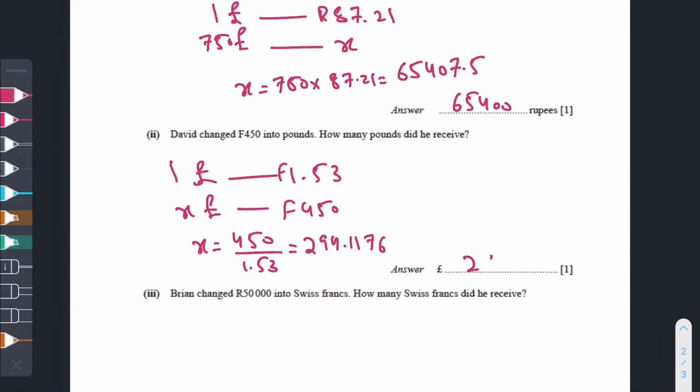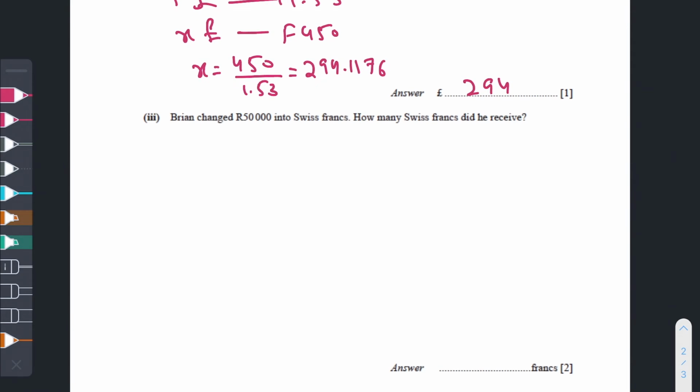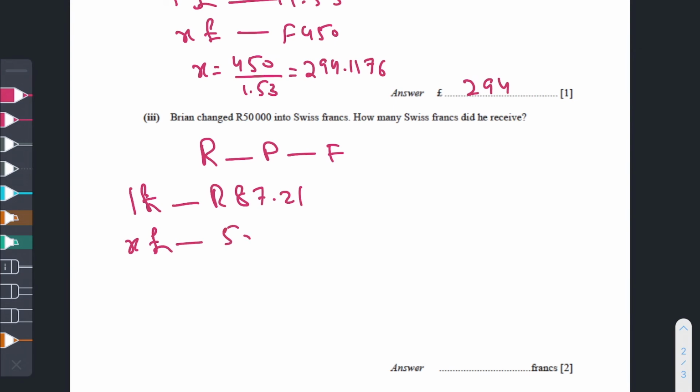You write 294 pounds. The last part of the question says Brian changed 50,000 rupees into Swiss francs. How many Swiss francs did he receive? First you will need to convert rupees into pounds and then from pounds into Swiss francs. So if 1 pound is equal to 87.21 rupees, then X pounds would be equal to 50,000 rupees.